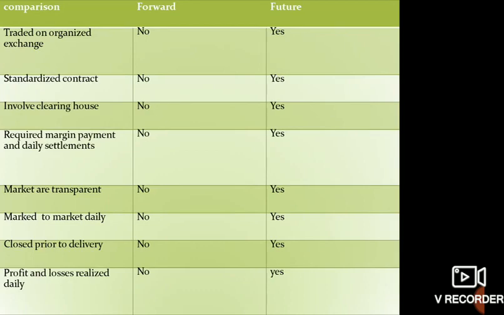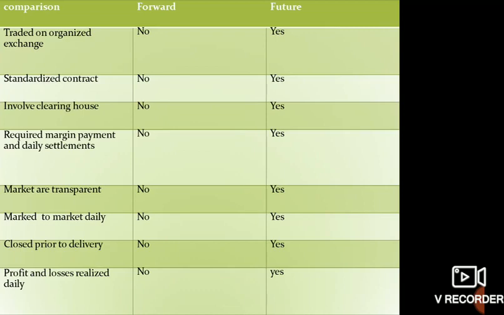See, here is a comparison. Forward contracts is there, future contract is there. Traded on an organized exchange is not there in the forward contracts, but the organized exchange is present in the future contract. So forward contracts are not a standardized contract, whereas the future contracts are the standardized contract. Involve a clearing house. So in future contracts, there is an involvement of the clearing house, whereas in the forward contract it is not there. Required a margin payment and daily settlement. So let's see about the margin in the coming classes.